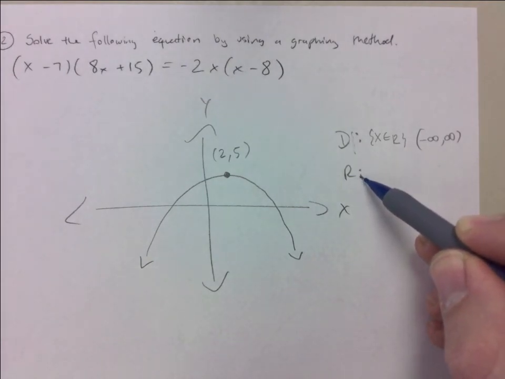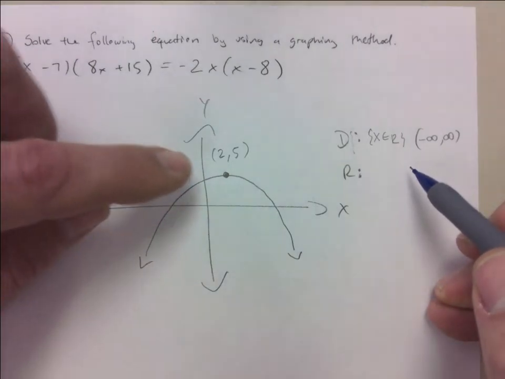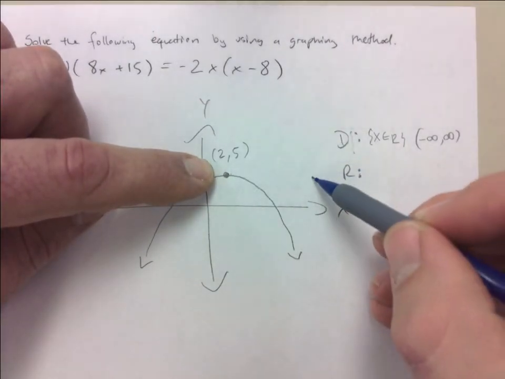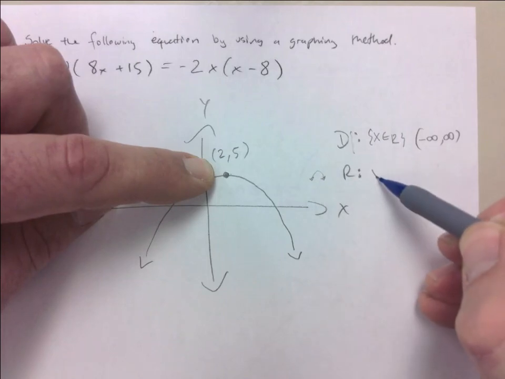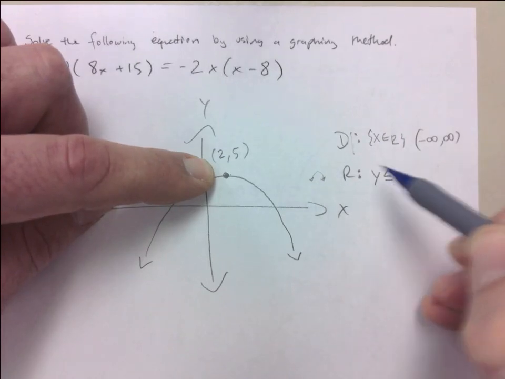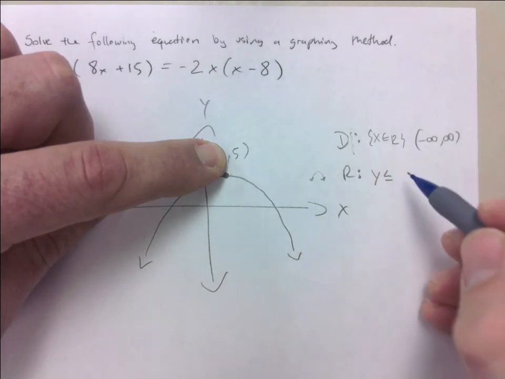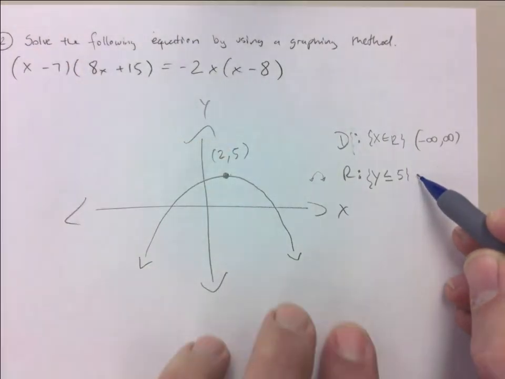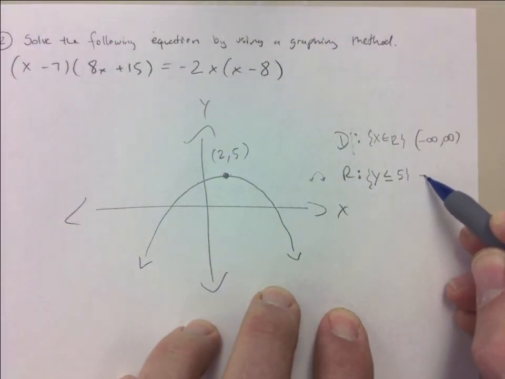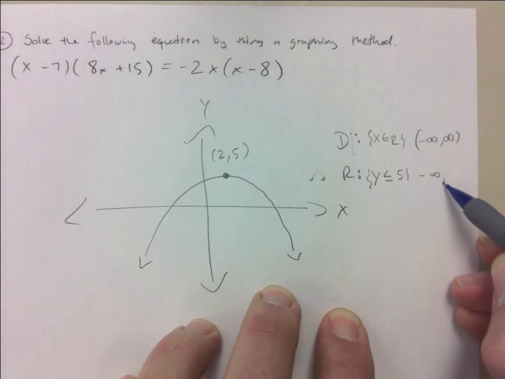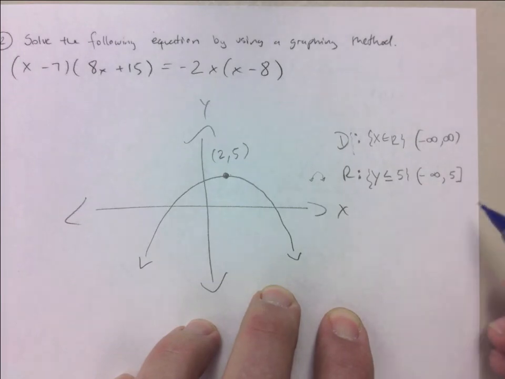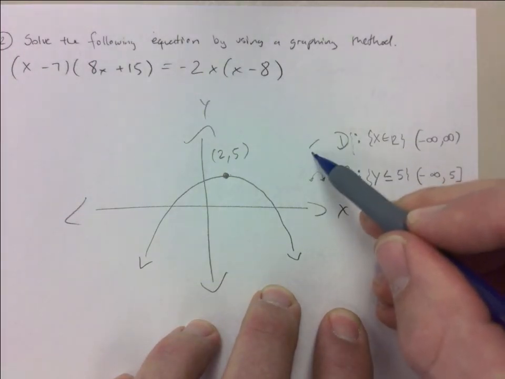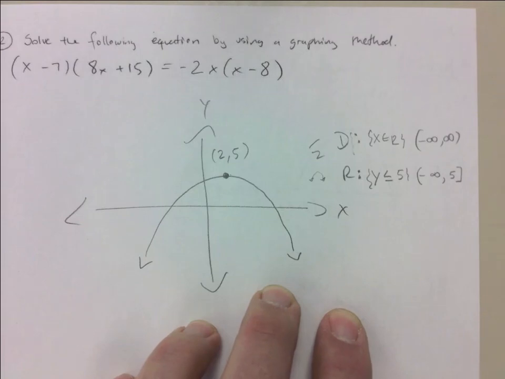When it comes to range, you got to be careful. So for range, because it's pointing down, y has to be less than or equal to the y value of the vertex. So this is your range. And for interval notation, you come up from negative infinity and you get all the way up to 5 inclusive. Okay? So I'll give you 2 marks for that, 1 mark for each.